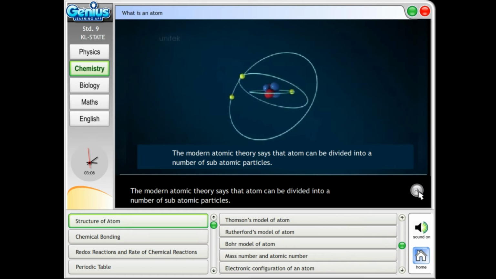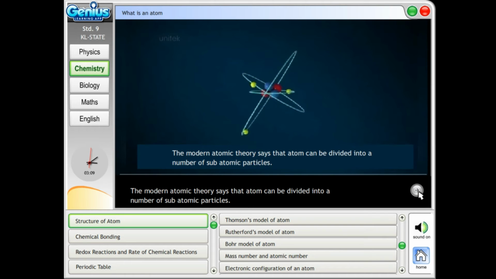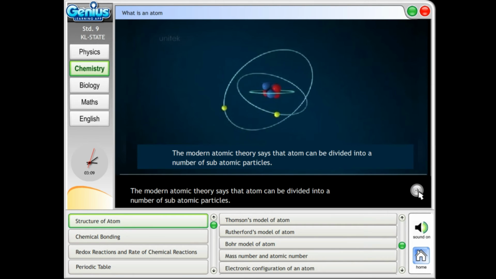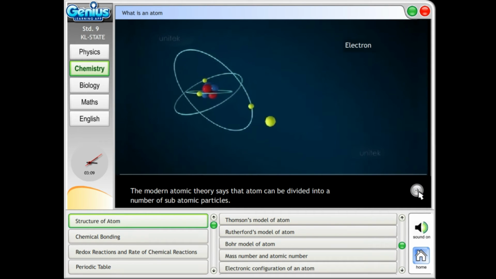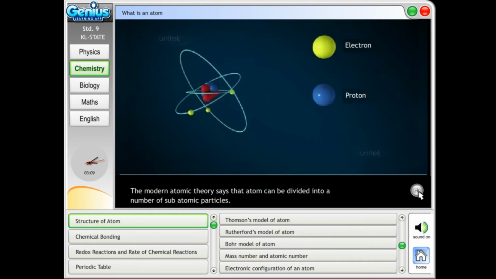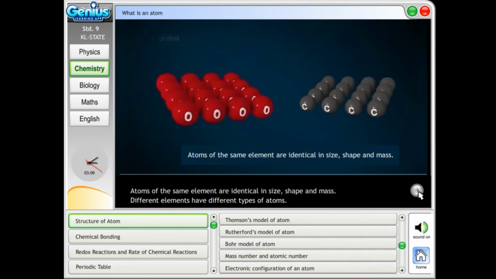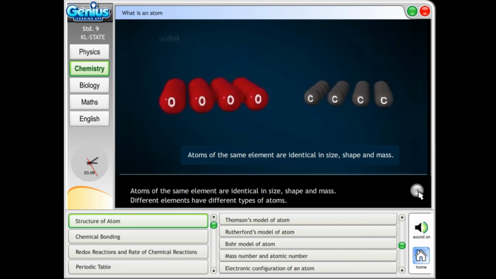The modern atomic theory says that an atom can be divided into a number of subatomic particles. Atoms of the same element are identical in size, shape and mass. Different elements have different types of atoms.